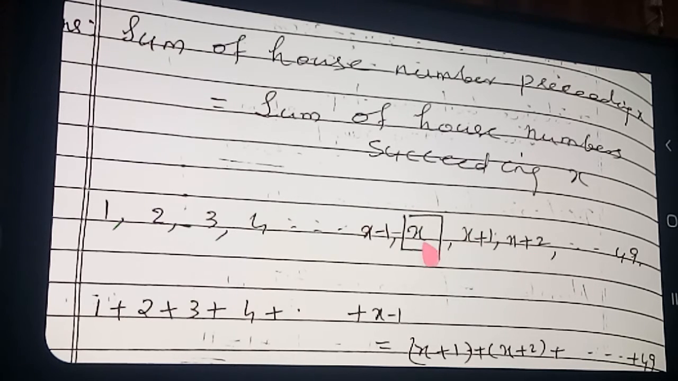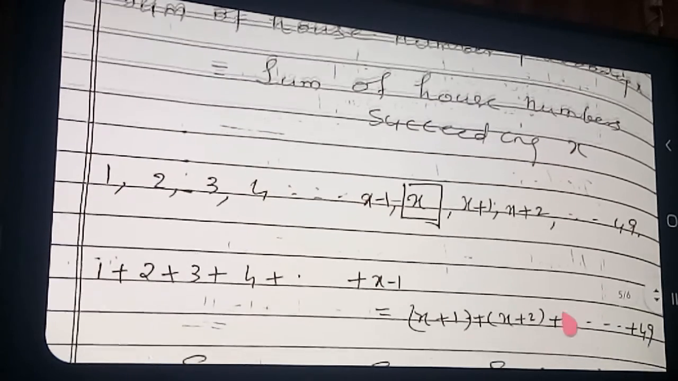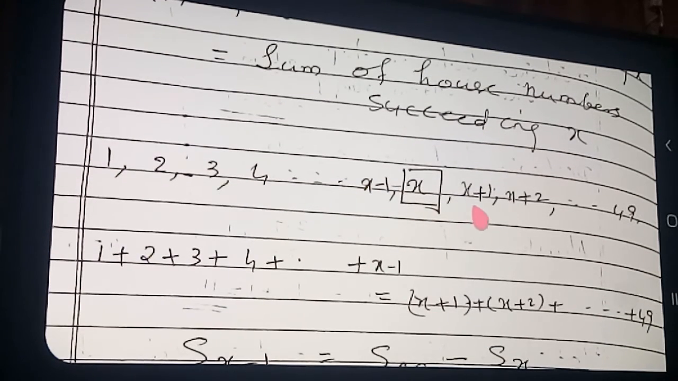So this x you want to find out. That is your question. So what is given? Preceding house numbers I am going to add here: 1 plus 2 plus 3 plus 4 plus etc., plus x minus 1. See here. Understood? Okay. And now I am going to add the succeeding ones also. See here. First house number is x plus 1, second house number x plus 2, etc., up to 49.